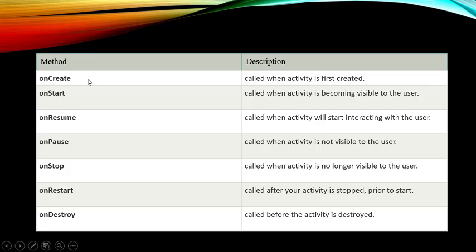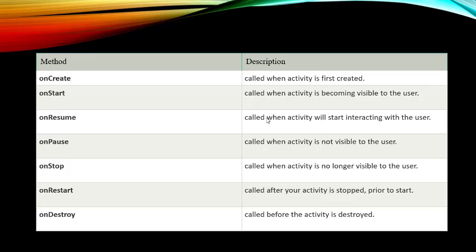The default method created by Android Studio for the activity is onCreate. This is a method which is created by default by Android Studio. The onCreate method is called when the activity is first created in memory. The second method of the activity lifecycle is onStart. This method is called when the activity is becoming visible to the user. Whenever you see the activity or a mobile screen on the emulator, that means the onStart method has been executed.